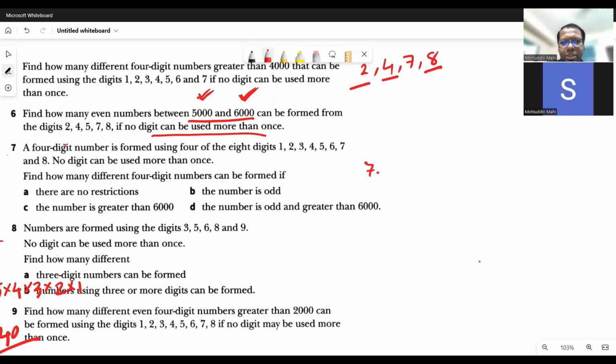A 4-digit number is formed using 4 of the 8 digits. No digit can be used more than once. So the general condition is we have to make a 4-digit number and we have 8 digits available. So the first part is there are no restrictions. That means we can take any 4 digits from those 8 digits. So that's simple. In how many ways can we do it? We can do it in 8P4 ways.